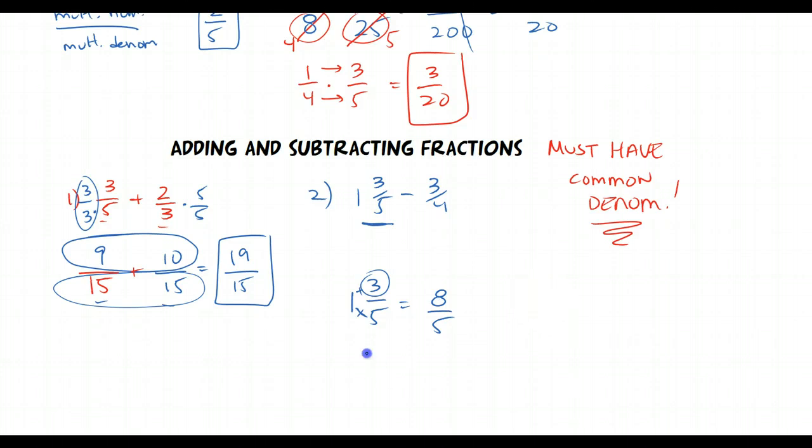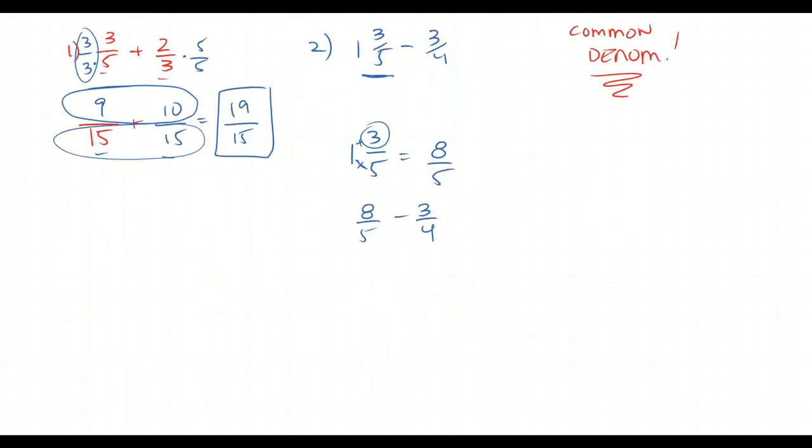So now I have 8/5 minus 3/4. Again, I need a common denominator here. My common denominator in this case, I'm going to choose the number 20. In order to make this 5 into a 20, I have to multiply by 4, which means I have to now multiply the numerator by 4, so that I'm only changing it by a factor of 1, which isn't really changing the number at all. So I multiply 4 and 8, and I get 32.